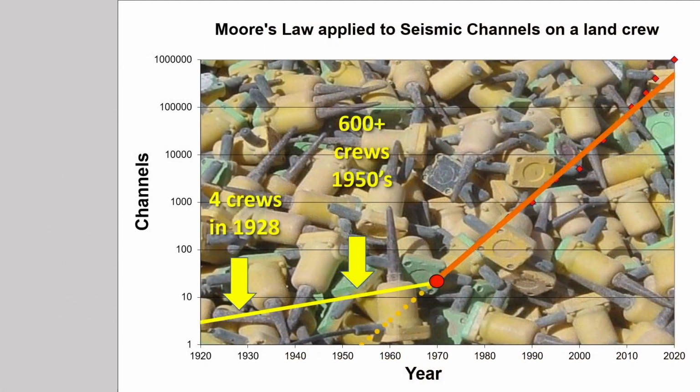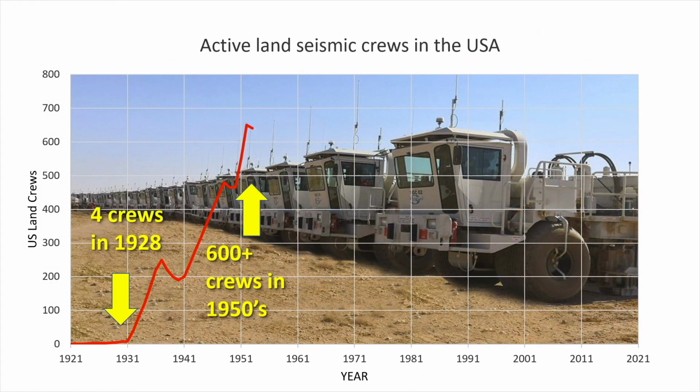In 1928, there were 4 land crews working in the US, but in the years 1941 to 45, all but one of the 22 new oil fields discovered in the US had been found using the seismic reflection method. The number of crews had increased enormously.